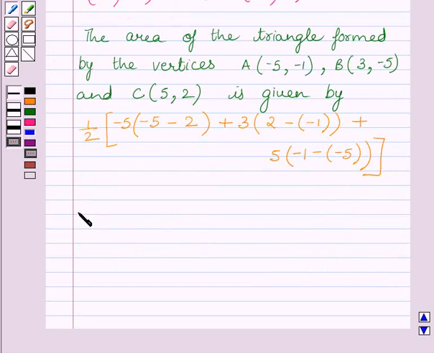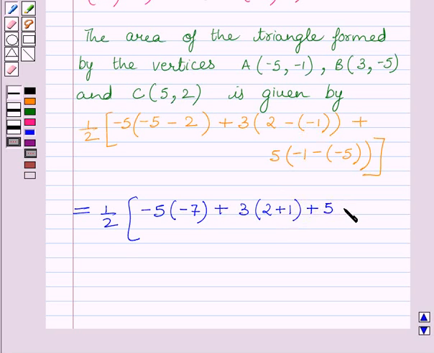Now simplifying further, we get 1 upon 2 multiplied by -5 multiplied by -7. We know -5 minus 2 is equal to -7, plus 3 multiplied by 2 plus 1. We know minus minus sign is equal to plus sign, plus 5 multiplied by -1 plus 5. Here again minus minus becomes plus.